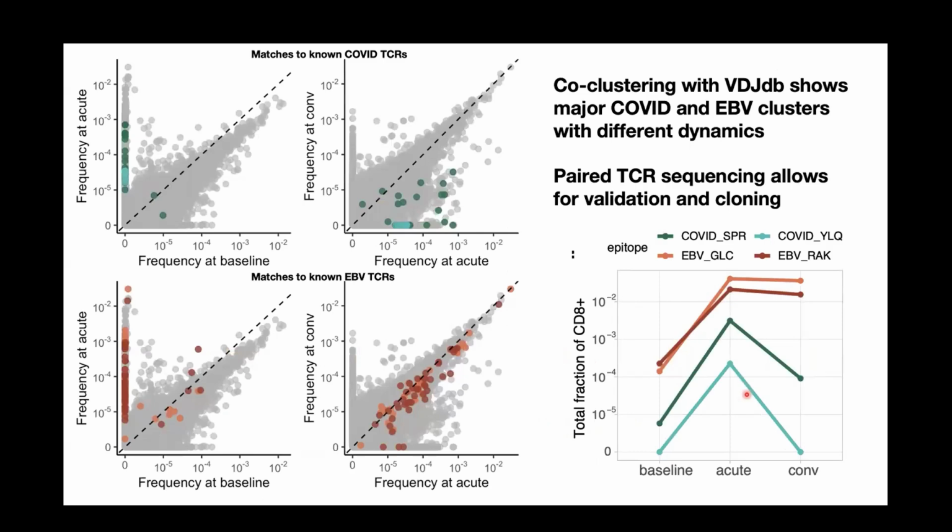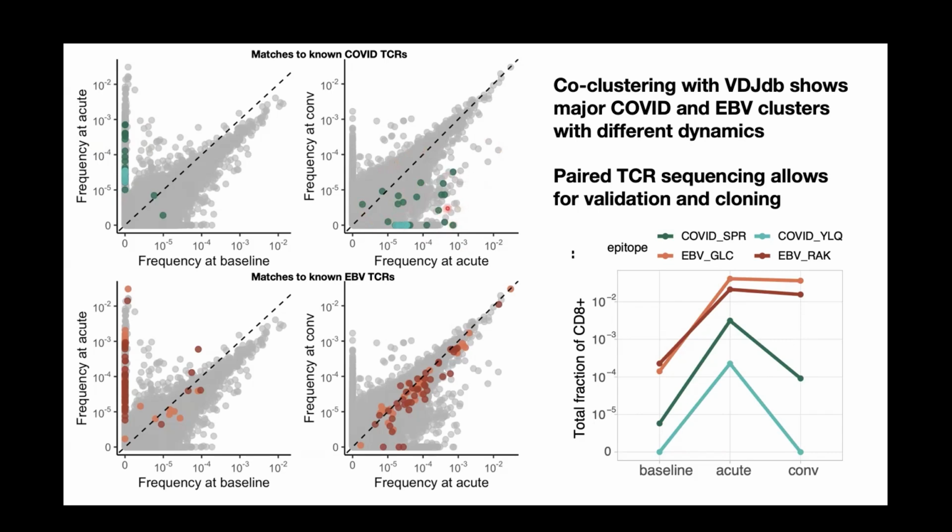And then because we have both chains, TCR alpha beta, we could make some next steps, right? We could, of course, compare this paired data to VDJdb and use TCRdist to find some matches. And we identified indeed that there's a bunch of clones which are similar to known COVID epitopes, and they expand here from baseline to acute, and then they contract from acute to convalescent, as you can expect.